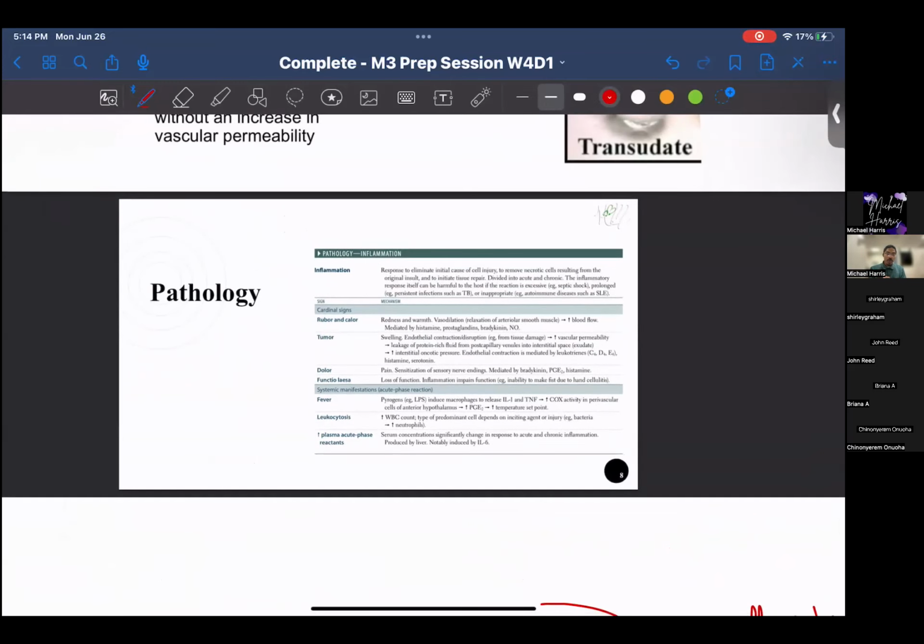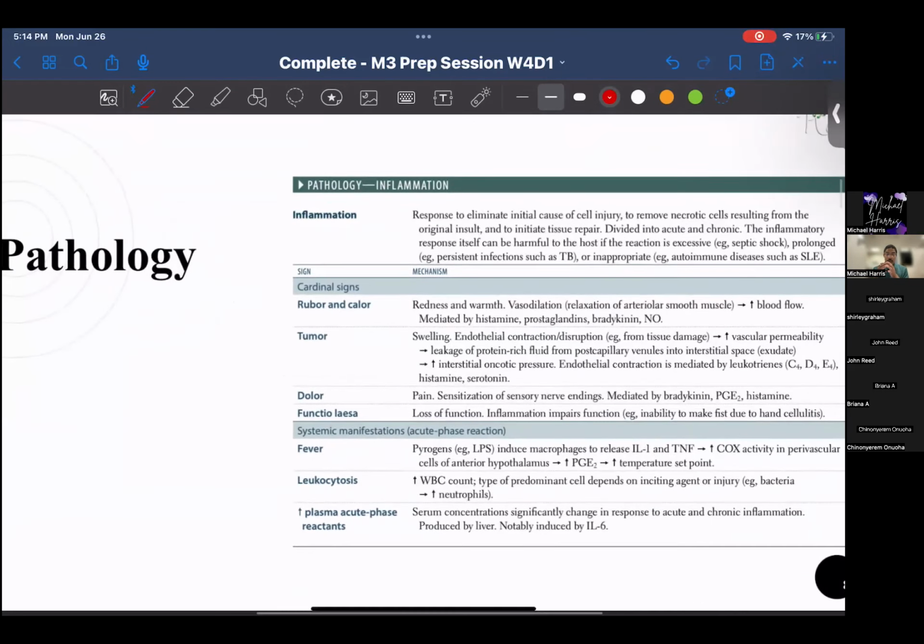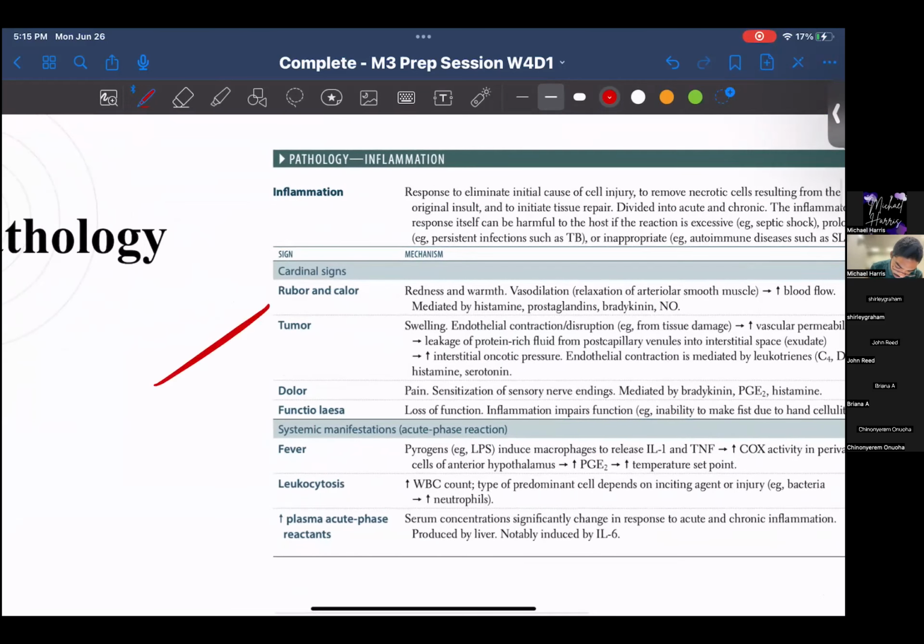Now, here are the big cardinal signs when it comes down to inflammation, right? You've got rubor or calor, right? So rubor and calor just mean redness and warmth.